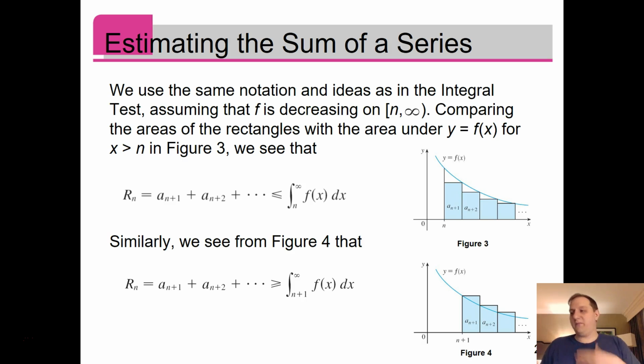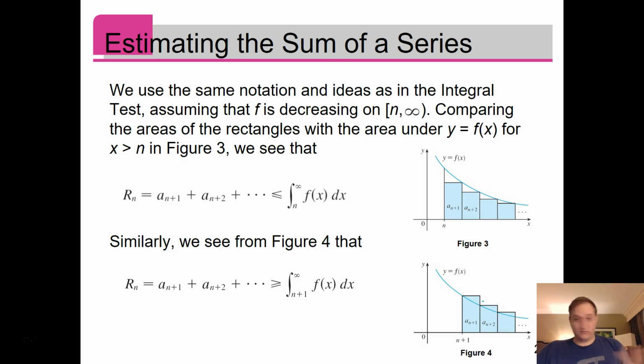So what we see here is this lovely little picture. Here we're doing the integral of f of x from n to infinity, and we see that Rn is less than that. So Rn is the sum of all these rectangles, and we see that it is less than the integral from n to infinity. But then if I just shift everything over 1 unit to the right, we get a series of rectangles that lie above the curve. So this also represents Rn.